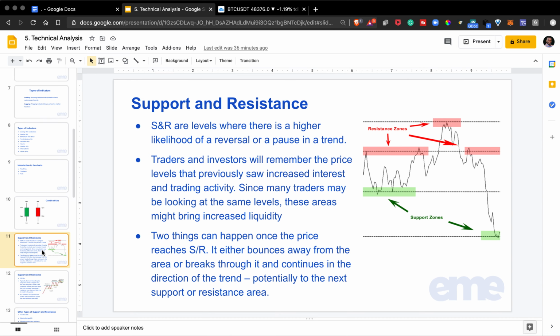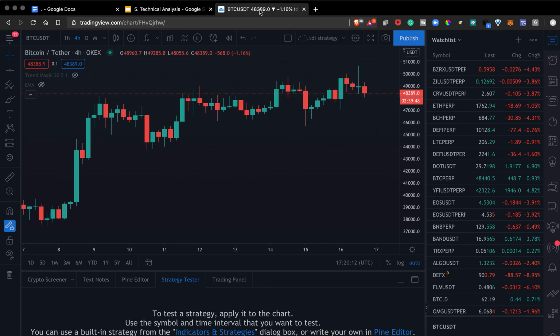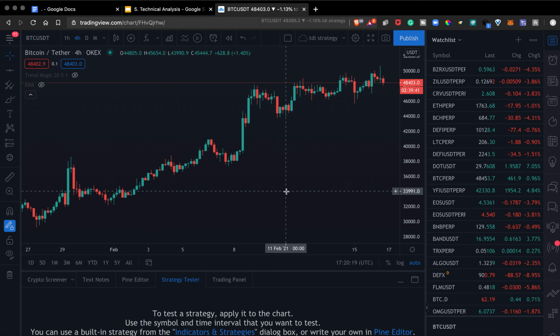Support and resistance are levels where there's a higher likelihood of a reversal or a pause in a trend, right? There are certain areas in the market where price is likely going to react. So if price is going up, there are certain areas where we can expect that when it gets to that point, it's probably going to stop or start going down. Those significant areas are called areas of support and resistance.